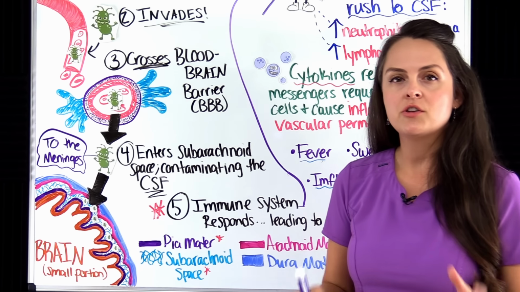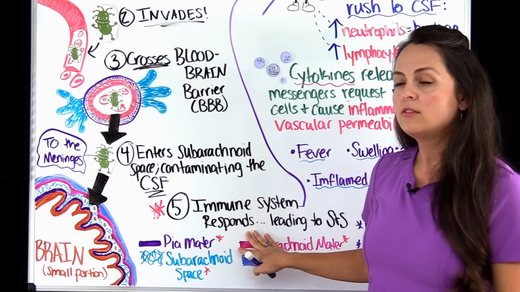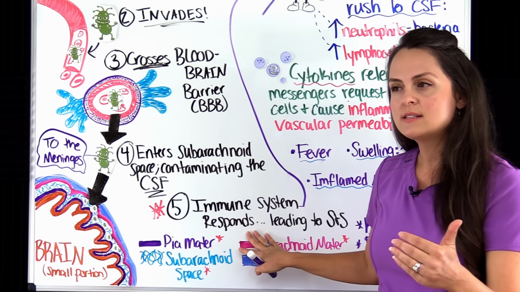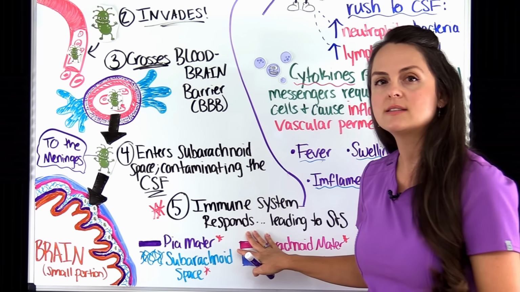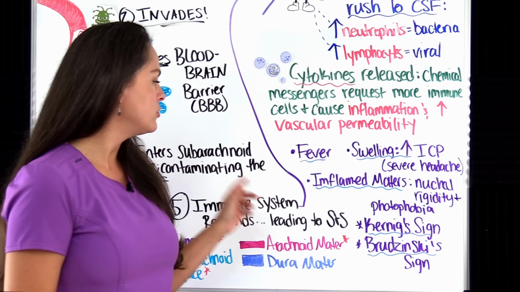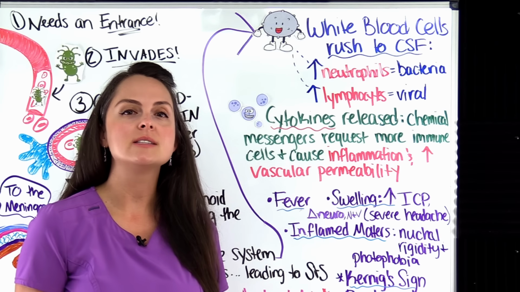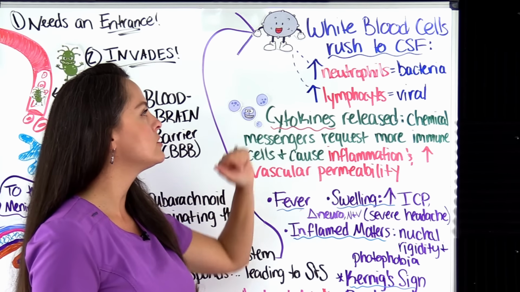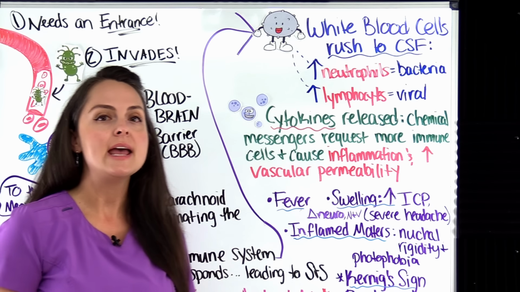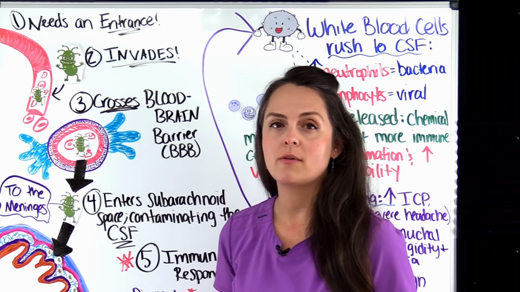So once he's in there, the immune system is going to detect this. It's going to respond. Now, luckily it does this, but once it does this, it sets off a chain of events that's going to cause some pronounced signs and symptoms in your patient. So how the immune system is going to respond is it's going to cause a bunch of white blood cells to rush to the cerebrospinal fluid in hopes of eradicating that pathogen that just entered that subarachnoid space.